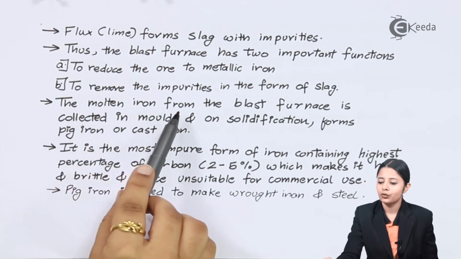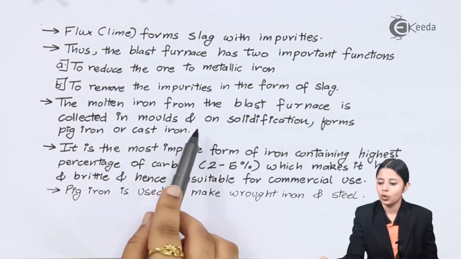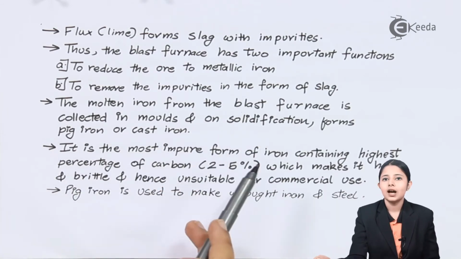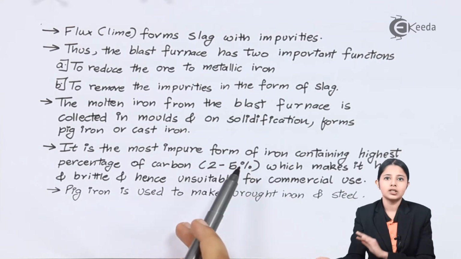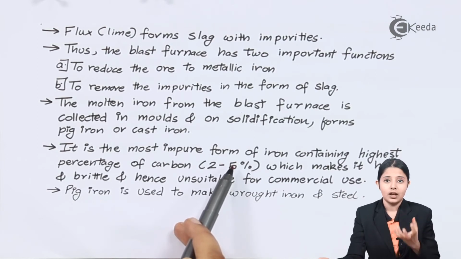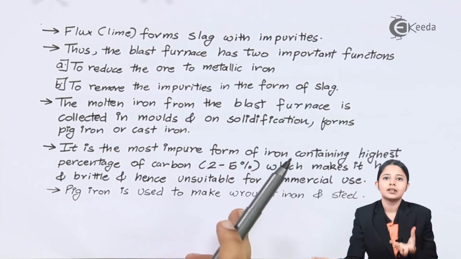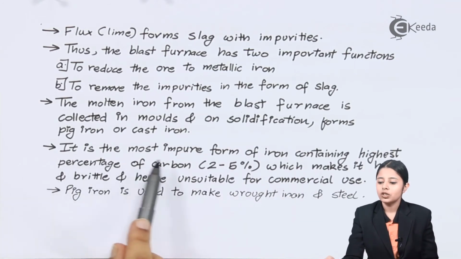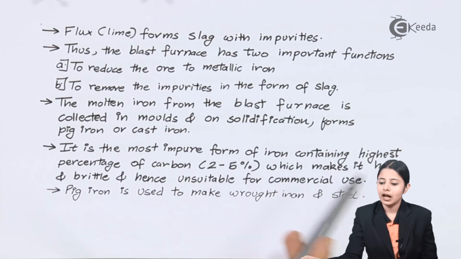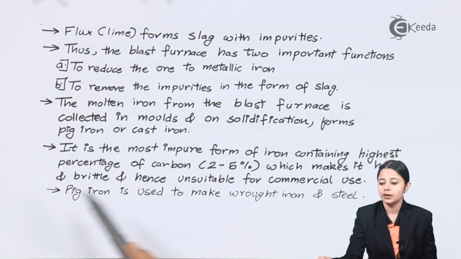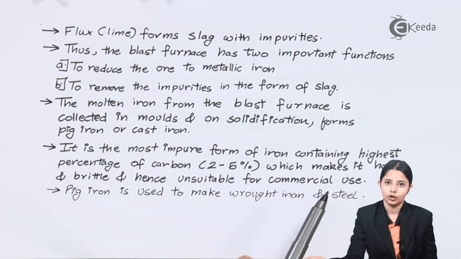The molten iron from the blast furnace is collected in molds and on solidification forms pig iron or cast iron. Once the iron is let out of the blast furnace, it is very hot. It is in its liquid state. It needs days and days to set and get solidified. And once we get that solidified iron, that is known as pig iron or cast iron. It is the most impure form of iron containing the highest percentage of carbon, which is 2 to 5%, which makes it hard and brittle and hence unsuitable for commercial use.